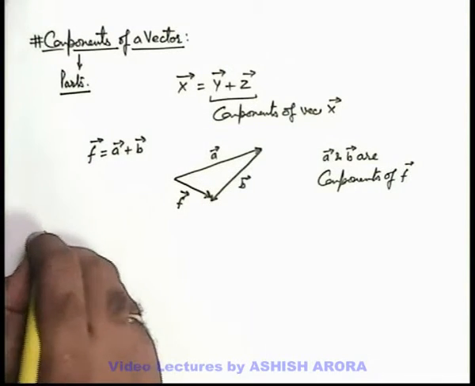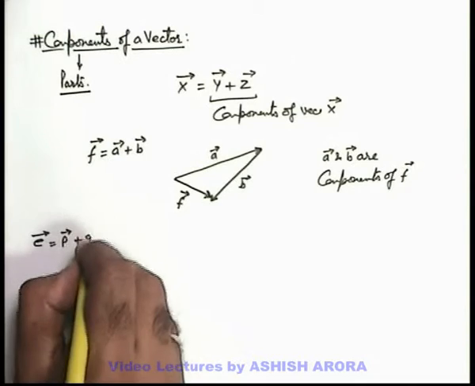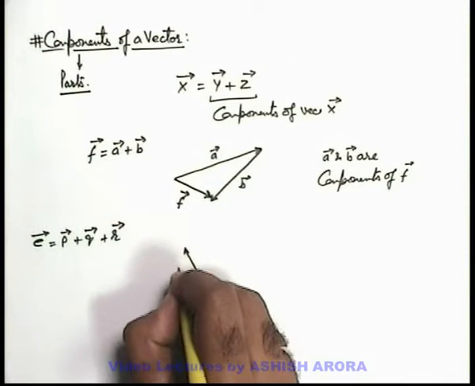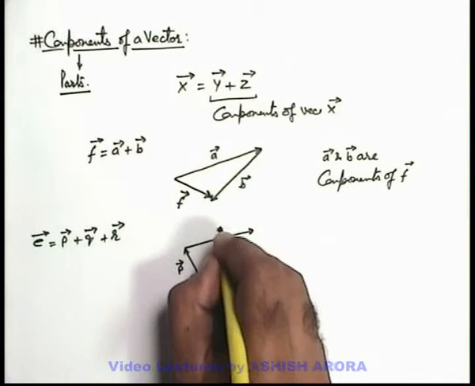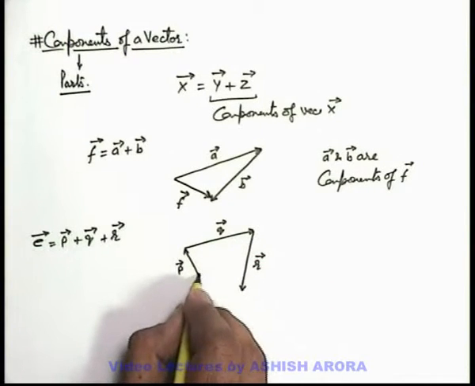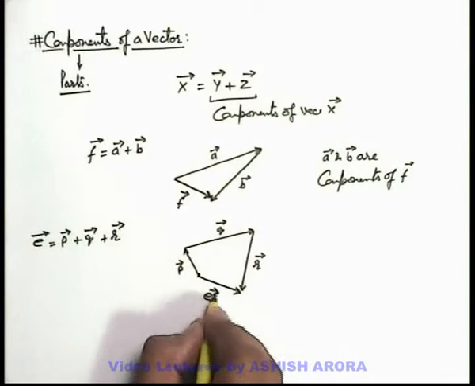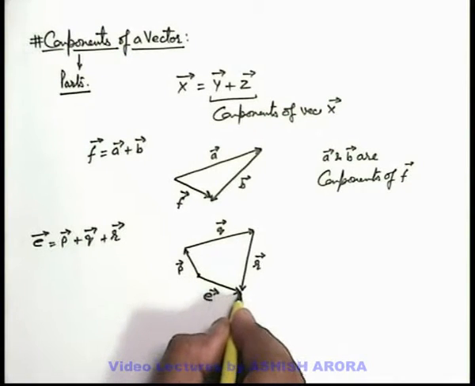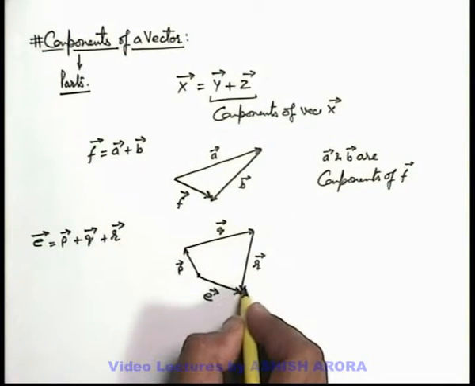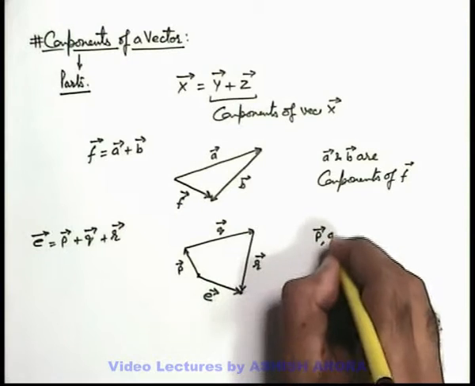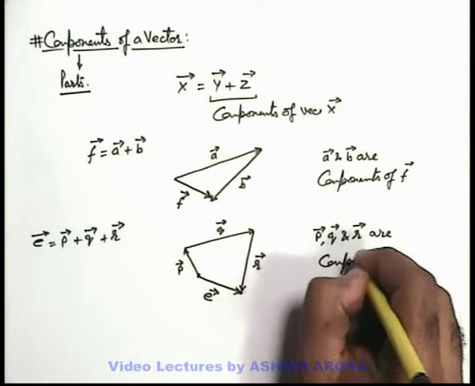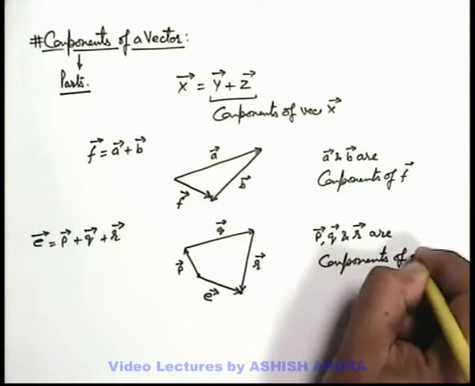Similarly, a vector can have more than two vector components. Like say we have e vector equals p vector plus q vector plus r vector. And say these are drawn like this: this is p vector, this is q vector, and this is r vector. So this is our resultant e vector, from the starting point of the first vector to the end point of the last vector. So e vector can be written as p plus q plus r vector. So here we can write p vector, q vector and r vector are components of e vector.